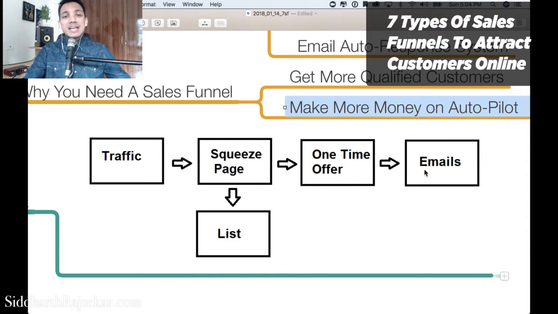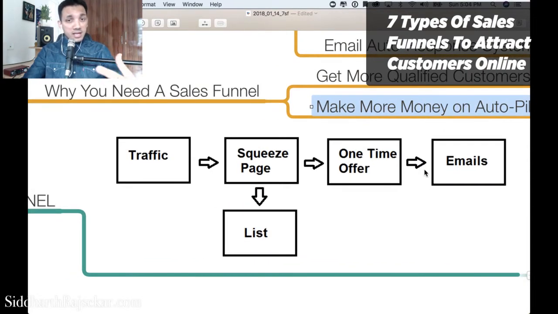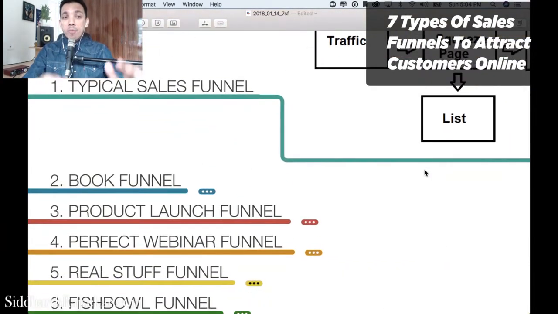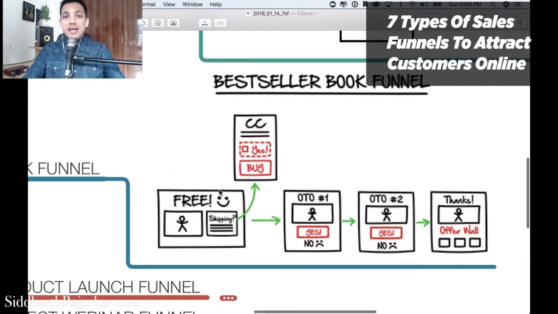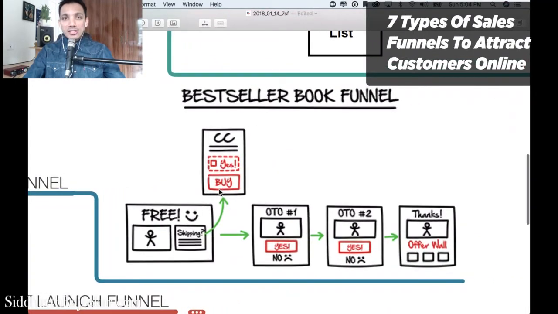Okay, so this is the very typical sales funnel. In fact, even I run this for some of my other products that I'm selling. Now you have a book funnel, which is the second one. If you're planning to write a book, by the way, I'm writing a book now. I've started writing a book called Digital Tribes. And if you wanted to be a bestseller book, this is the bestseller book funnel.